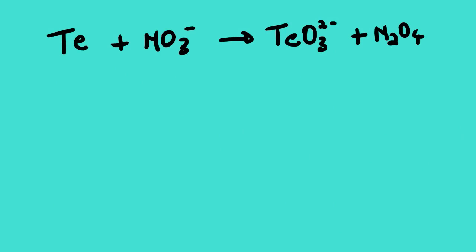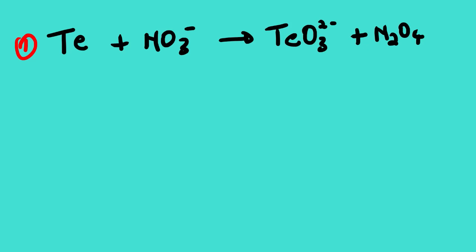This is our first example for today. If we have enough time, we are going to look at more than one example of this type of question. Now, this question will come in two ways. The question would say balance this in acidic condition or basic condition.